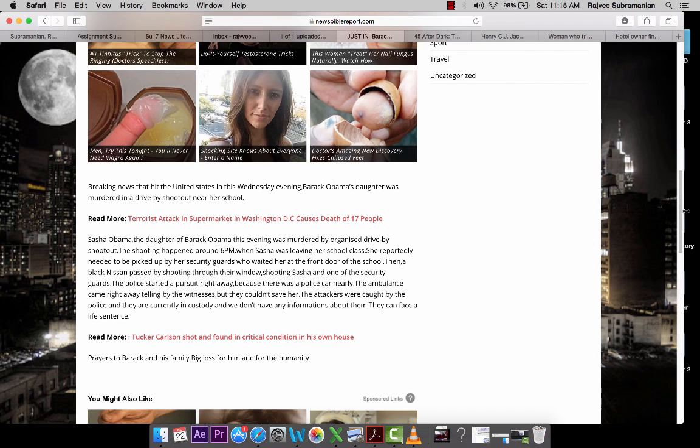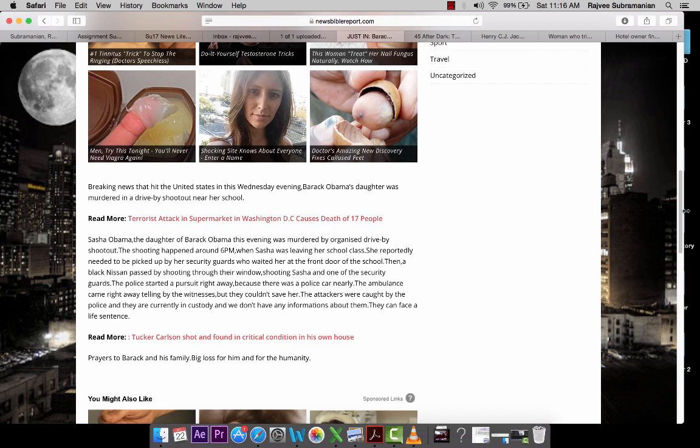The shooting happened around 6 p.m. when Sasha was leaving a school class. She reportedly needed to be picked up by security guards who waited at the front door of the school. Then a black Nissan passed by, shooting through their window, shooting Sasha and one of the security guards. The police started a pursuit right away because there was a police car nearby. Look at the language. The ambulance came right away, according to the witnesses, but they couldn't save her. The attackers were caught by the police and they're currently in custody, and we don't have any information about them. They can face a life sentence.